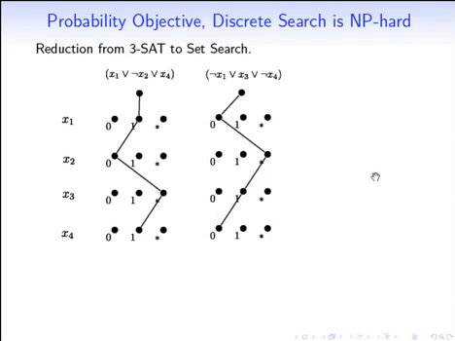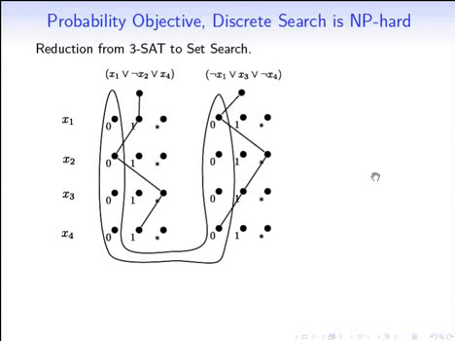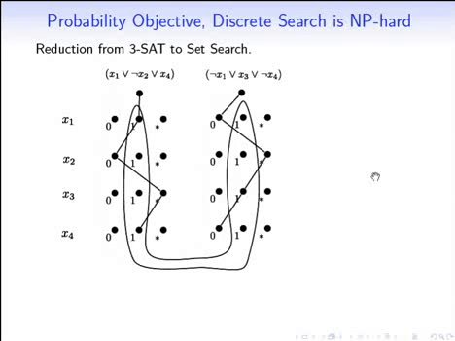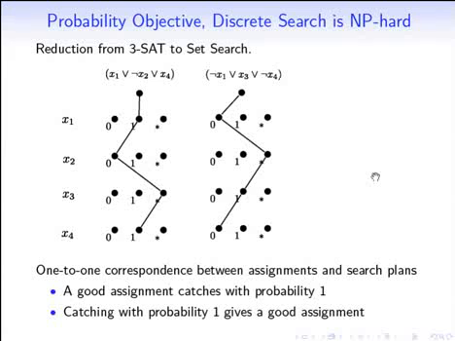And so now I have to tell you which sets you're allowed to search to completely specify the set search problem. In each time period, you'll be allowed to search one of 2 sets, either all of the 0 nodes or all of the 1 nodes. And it's not hard to show that there's a 1-to-1 correspondence between satisfiable assignments to the original search formula and search plans that capture the particle with probability 1 by the final round down here.